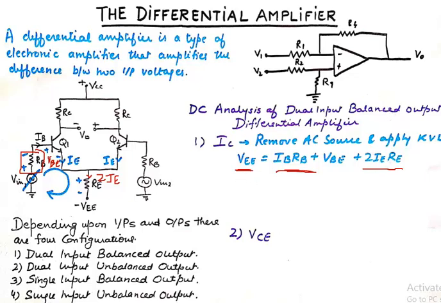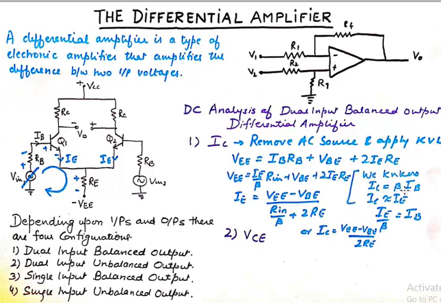Next we use the approximation that we know that IC is equivalent to beta times IB, and IC is approximately equivalent to IE, so IB will become IE upon beta. And so I substitute this IE here. So IB is replaced as IE upon beta into R input or RB. I can say it as RB, VBE, IE, RE.